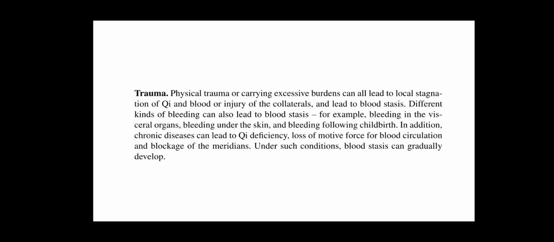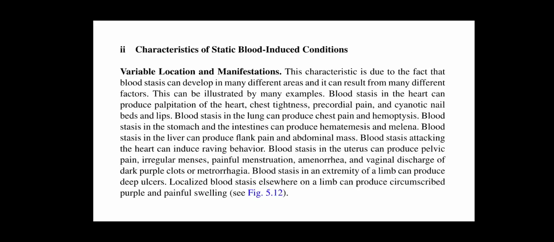Trauma. Physical trauma or carrying excessive burdens can all lead to local stagnation of qi and blood or injury of the collaterals and lead to blood stasis. Different kinds of bleeding can also lead to blood stasis, for example, bleeding in the visceral organs, bleeding under the skin, and bleeding following childbirth. In addition, chronic diseases can lead to qi deficiency, loss of motive force for blood circulation, and blockage of the meridians. Under such conditions, blood stasis can gradually develop.